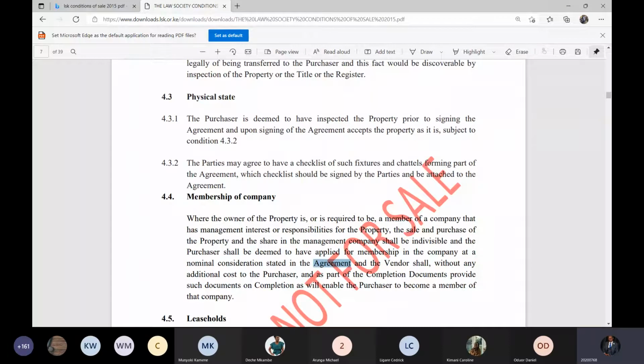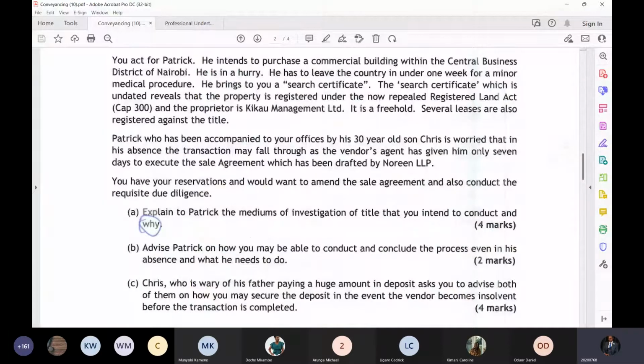The search may not show everything. You need to go there, physically inspect the property to determine any patent defects on the property. You also need to go down there and check who are the people who are occupying this property. You need to check your neighbors. You need to check the development prospects of the area. So, you may go to a certain area and you're told you cannot put high-rise buildings over here. So it's crucial for you as part of due diligence or as part of investigating title to check into that.